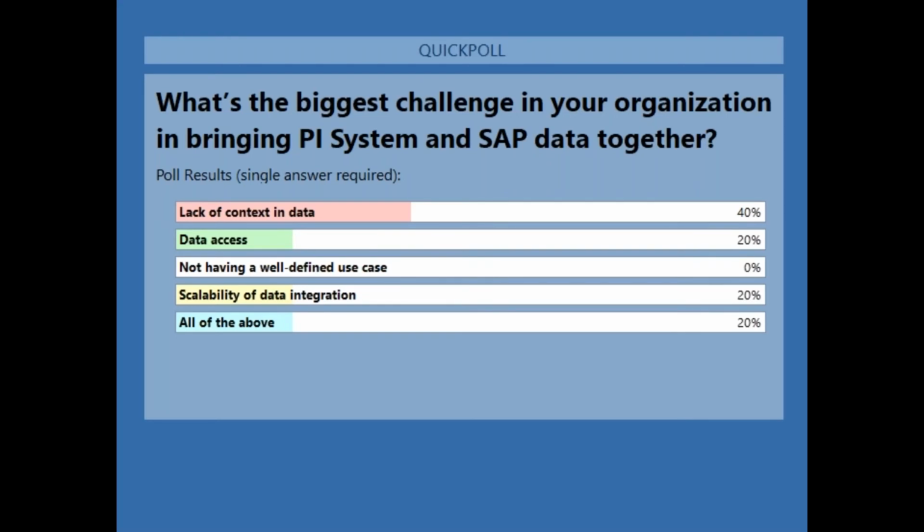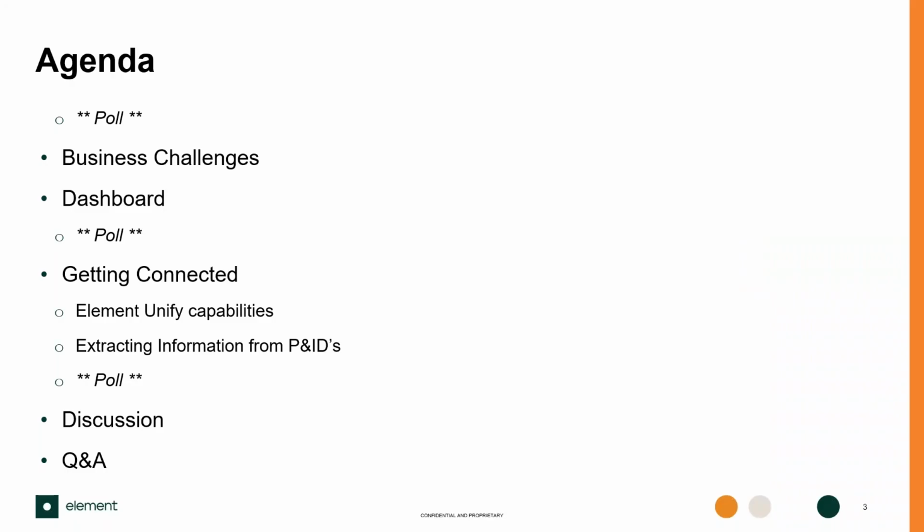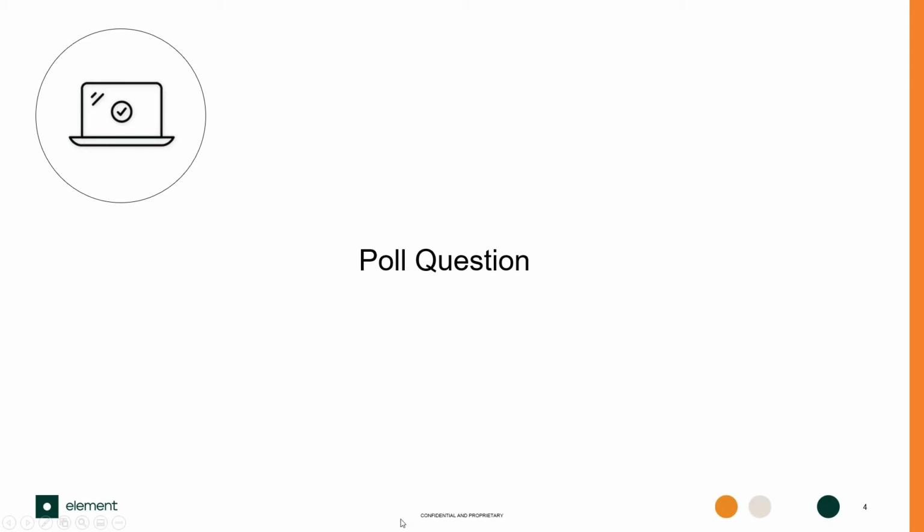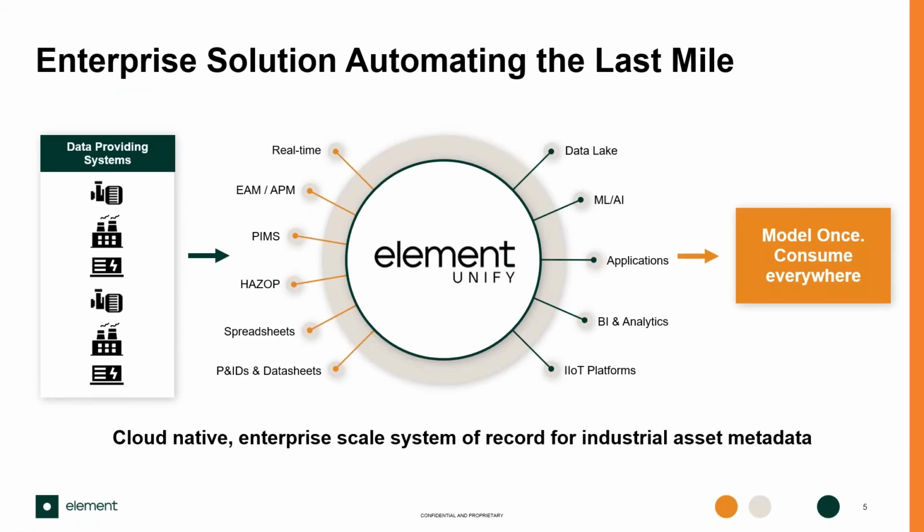Okay, as you can see, 40% of the people said there's a lack of context in the data. 20% of people said no access to the data. 20% of the people are having difficulty in scaling, and 20% said all of the above. So these are very common problems. I faced these problems when I was in industry. So let's get into talking about how we solve these problems. Let's talk about the business challenges.